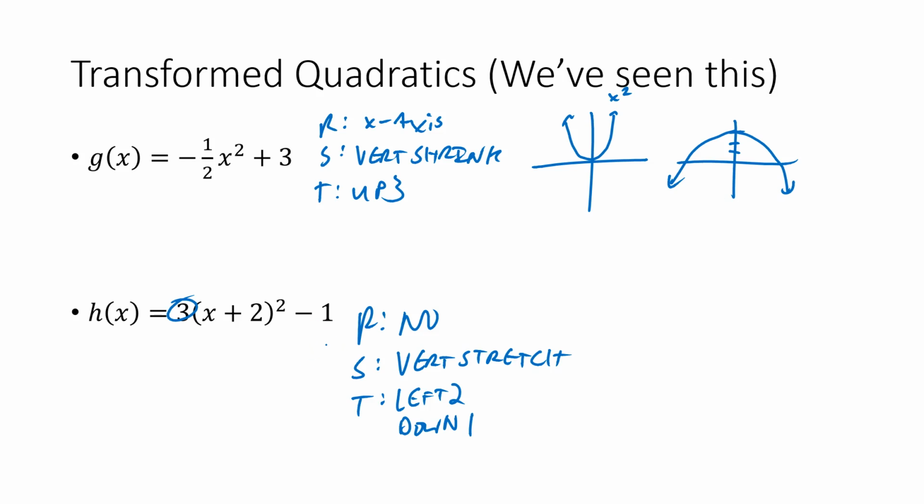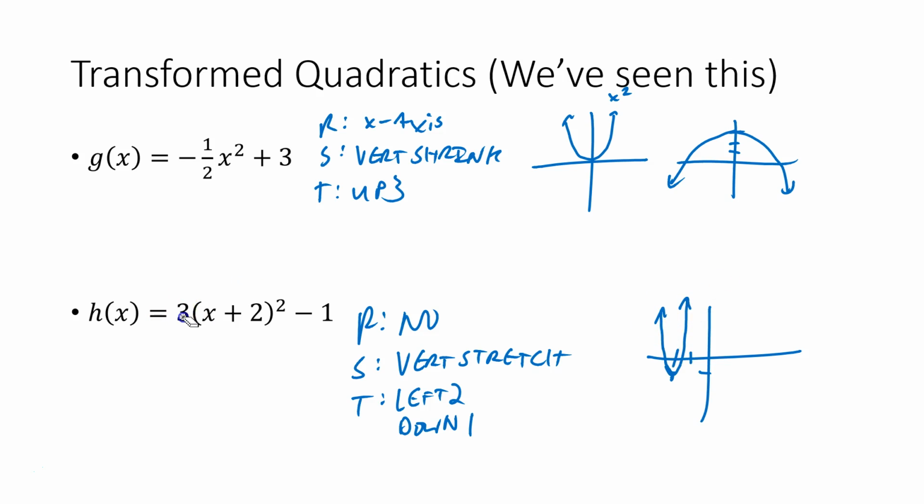So if we were to graph this, shift to the left 2 and down 1 right there. There's our new origin. And it looks like we're going to be stretched by a factor of 3, so it's going to look skinny because it's been vertically stretched. So something like that.